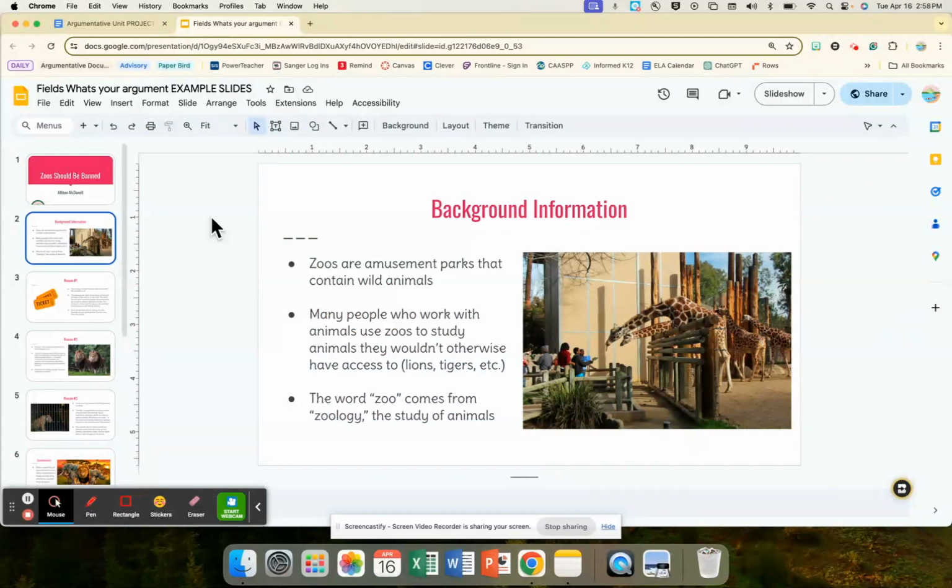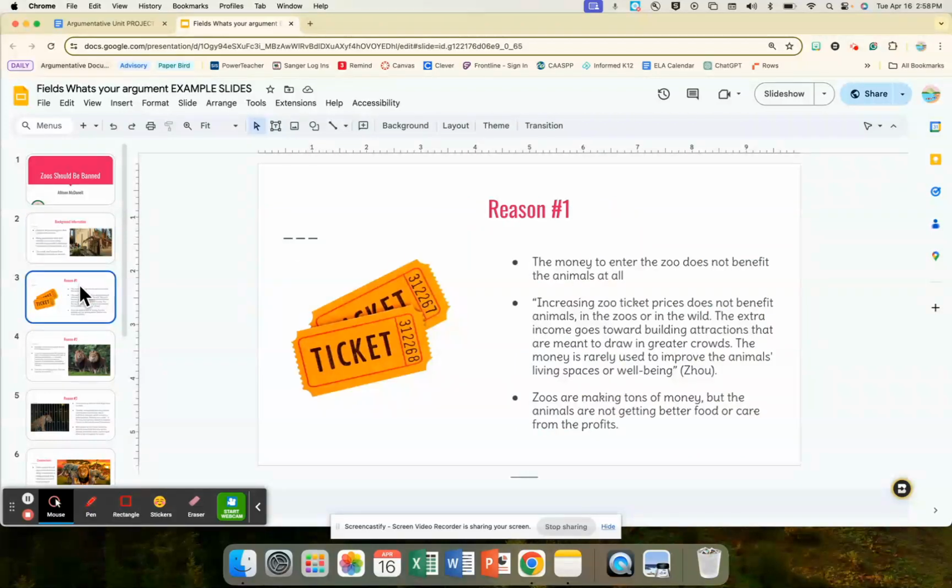Then we have our background information. This gives you some key details on the topic. Zoos are amusement parks. Many people who work with animals use zoos to study. And the word zoo comes from zoology. So as you can see, it's kind of stuff to get you interested in the topic, to kind of know what's coming. I'm only going to show you one of these reason slides because I want you to get the idea, right?